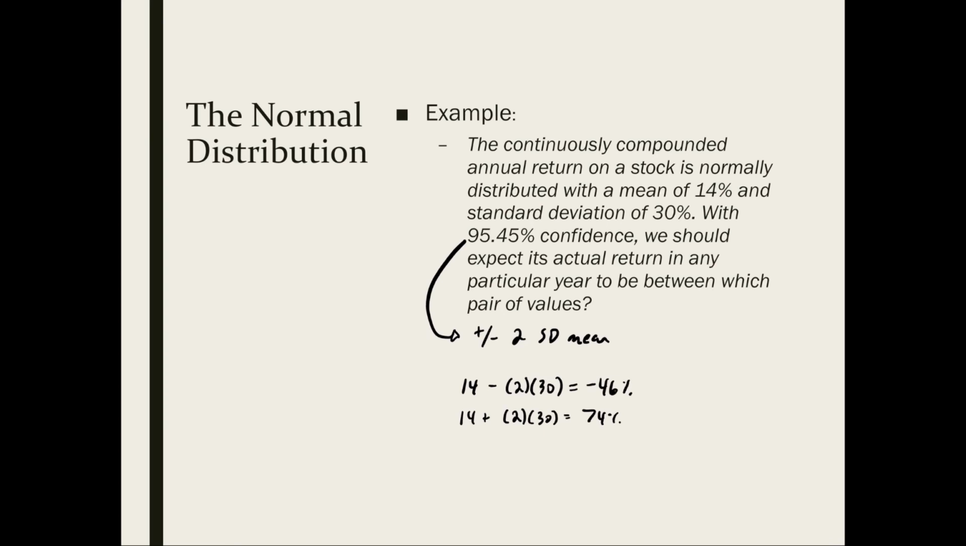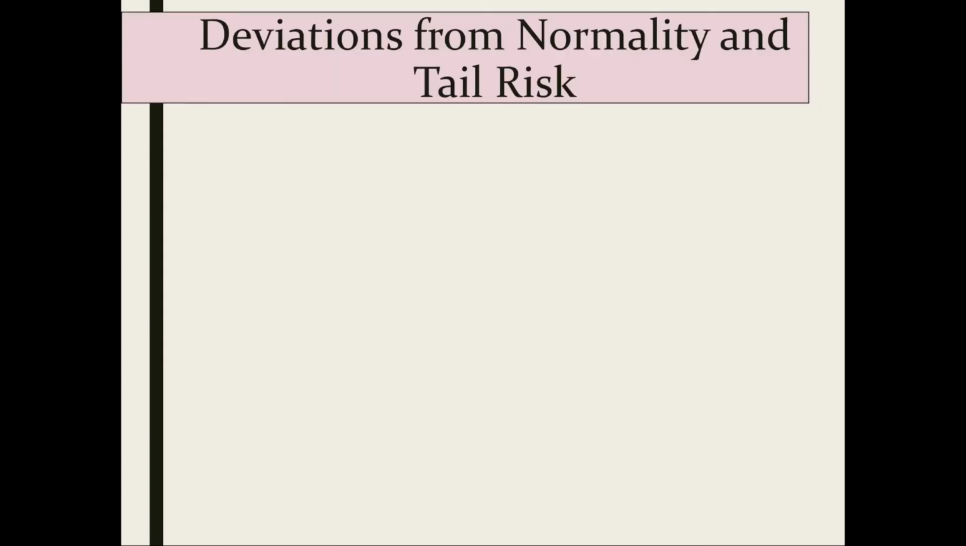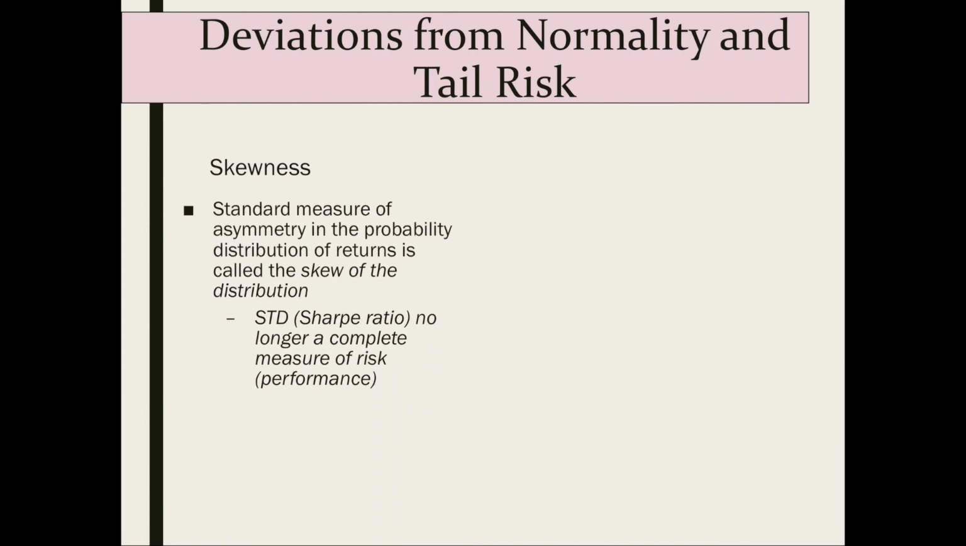Now, what if it's not normally distributed? What are some deviations from normality, introducing what is called tail risk? So focusing on extreme losses or extreme gains. What if the returns are not completely normally distributed? We first introduce what is called skewness. Skewness is a standard measure of asymmetry in the probability distribution of returns. So it's called the skew of the return. Standard deviation and the Sharpe ratio are no longer a complete measure of risk. Those are only complete if the returns are normally distributed.